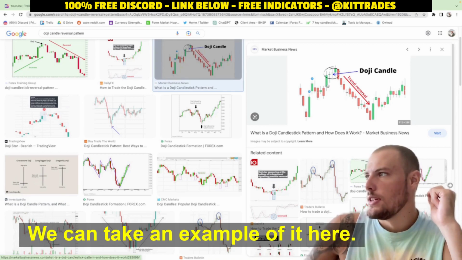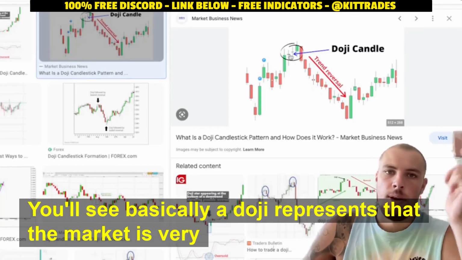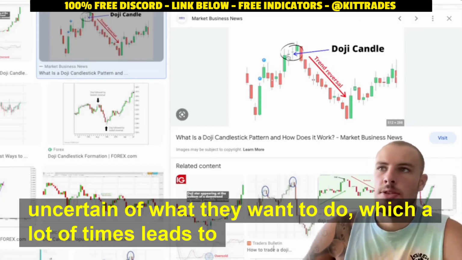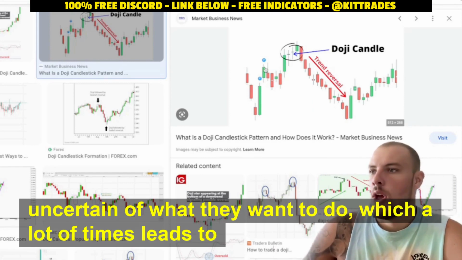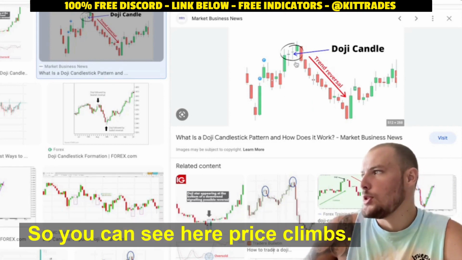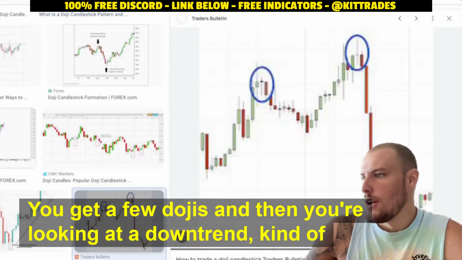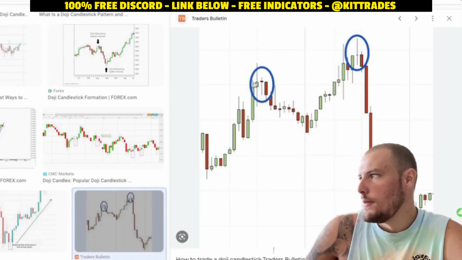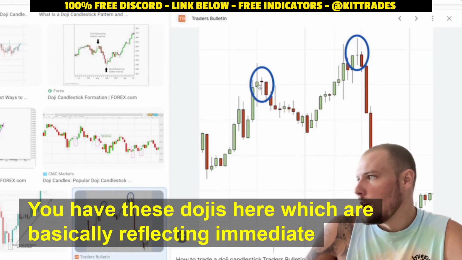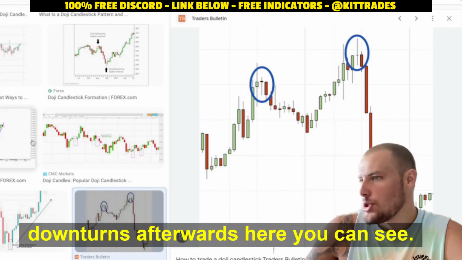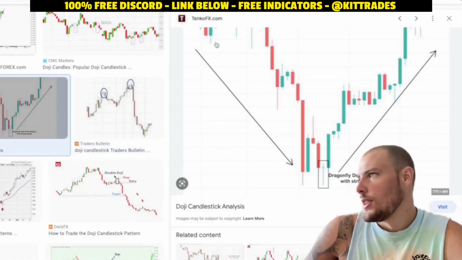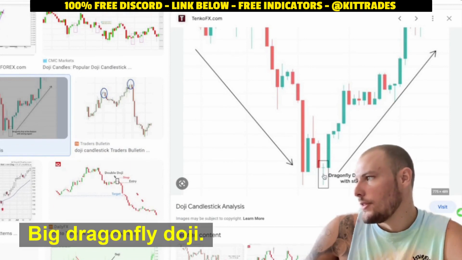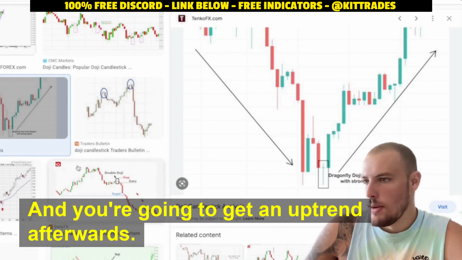We can take an example of it here. A doji represents that the market is very uncertain of what it wants to do, which a lot of times leads to reversal. You can see here, price climbs, you get a few dojis, and then you're looking at a downtrend. Kind of the same thing here. Price is climbing, it's a very blurry picture, and you have these dojis, which are reflecting immediate downtrends afterwards. Here you can see one the opposite way. It's coming down, a big dragonfly doji, and you get an uptrend afterwards.